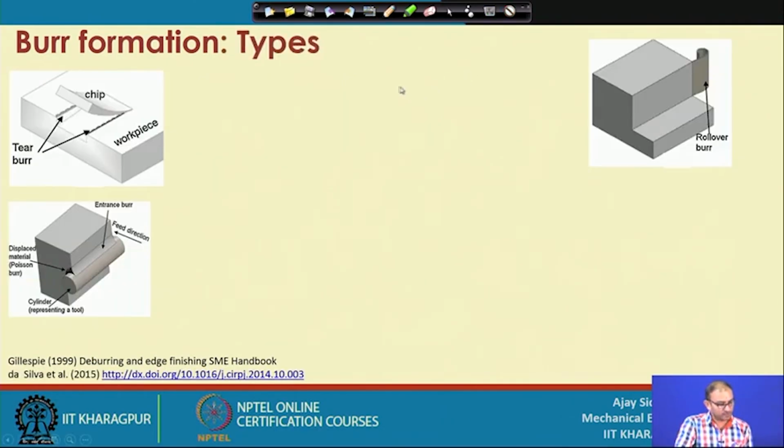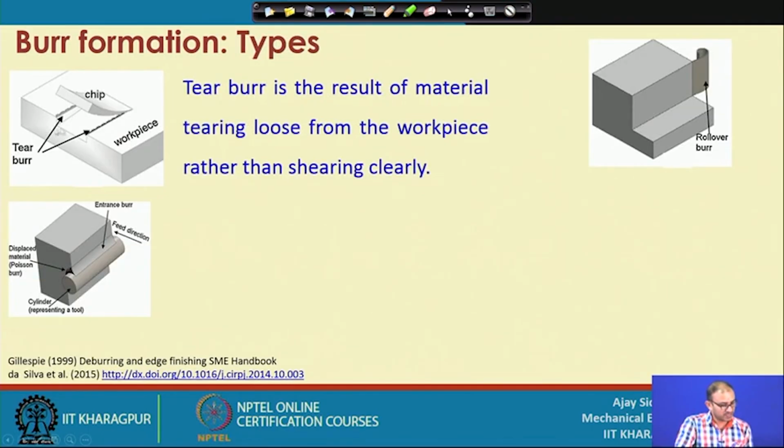Right. So, what are the types of burrs? Here some burrs are given. This is called tear burrs. What is a tear burr? It is a result of material tearing loose from the workpiece rather than shearing action. Now if you consider that when you are removing chip, your tool is located here, and you are penetrating your tool in this direction.